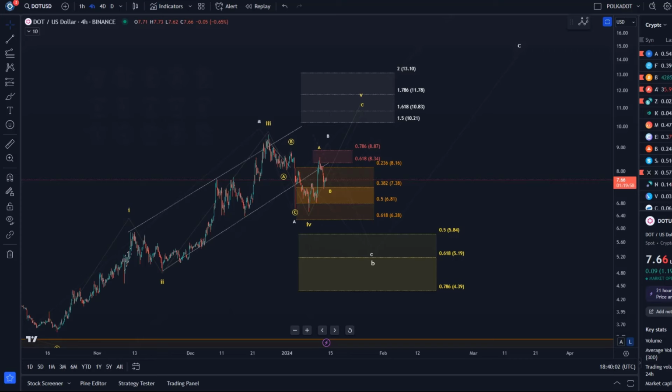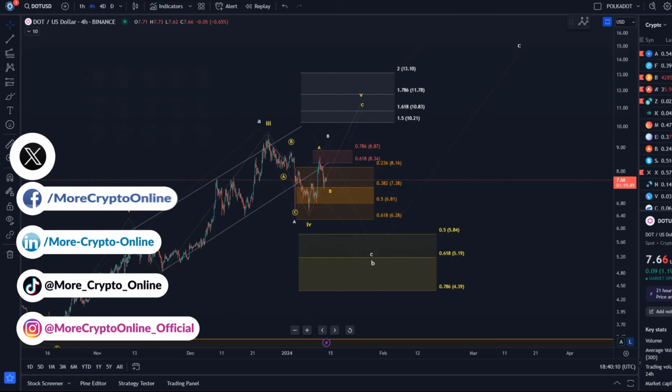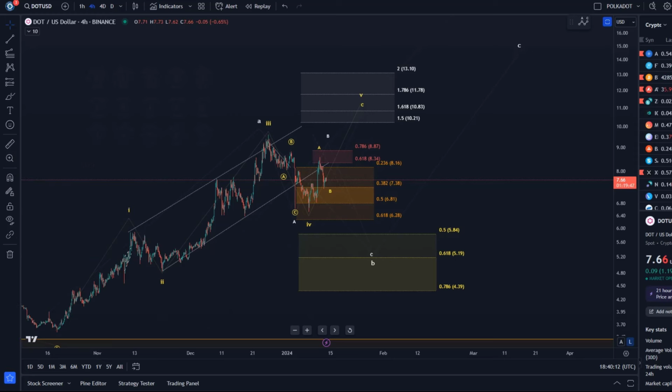Let's take a look at the short-term bullish and short-term bearish scenarios on the DOT chart. First of all, to clarify, they are both overall bullish. Just in one of them, we can expect a deeper pullback, have to consider that. And we have to know which levels need to break to give us a signal that this is unfolding.